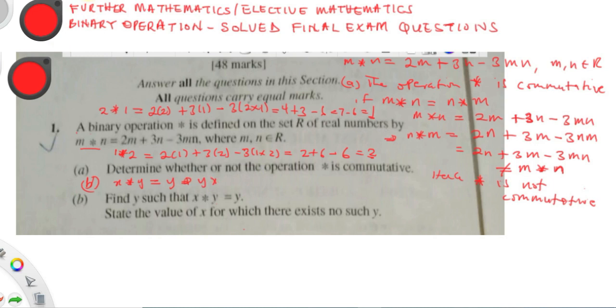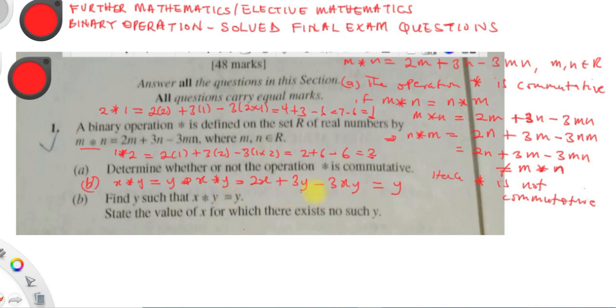So it implies that x star y equals, from the definition, 2x plus 3y minus 3xy. So this is x star y. I say x star y is equal to y. So it means that this is equal to y. It says you find y such that, find y. You have to make y the subject. Yes, you have to make y the subject.